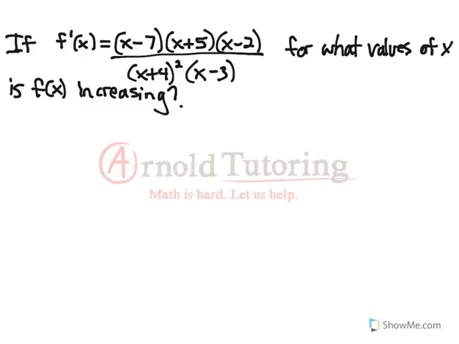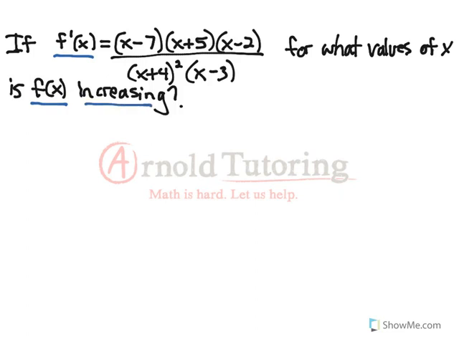Hi everyone, here's a calculus question that we should be able to solve fairly easily because there's some key terms and relationships that stick out. So we've got a derivative and it says for what values of x is f of x increasing. Let's take note that we're actually given the derivative, this is f prime of x, but we want to know something about the original function in terms of it increasing or decreasing. In this case, just where it's increasing.